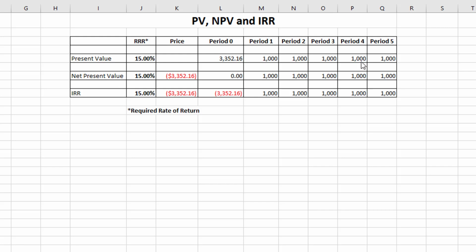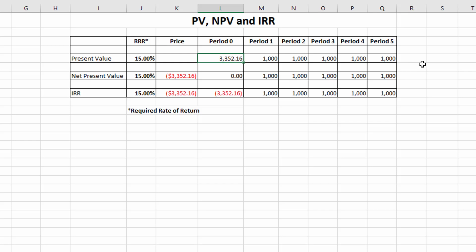In this case, the first example is, if I have a series of payments of $1,000 per period for 5 years, what's the value of that today, assuming I have a required rate of return? I must make 15% on this investment. How much, therefore, would I pay for this series of payments? And here, the present value of this series of payments discounted at 15% is $3,352.16.